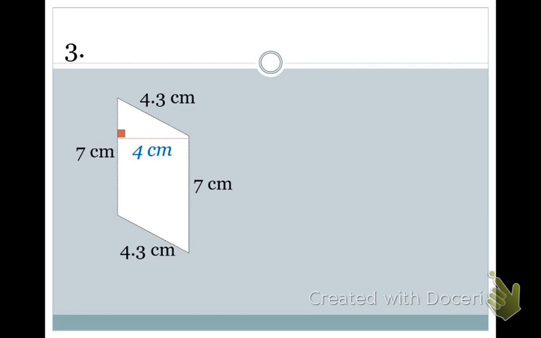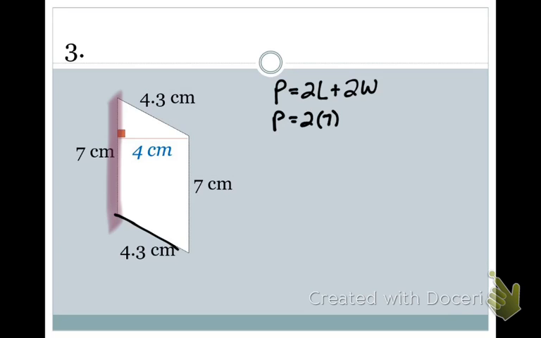First, let's find the perimeter. What's my formula for finding the perimeter? 2 times the length plus 2 times the width. Who thinks they know what the length is for this problem? 7. It is. Right here, this is my length, 7. So I'm going to go ahead and do P equals 2 times 7. Does anyone know what the width would be? Micah, what is it? 4.3. Good job, because the width is always going to be on the outside of our parallelogram. So we're going to do that plus 2 times 4.3.